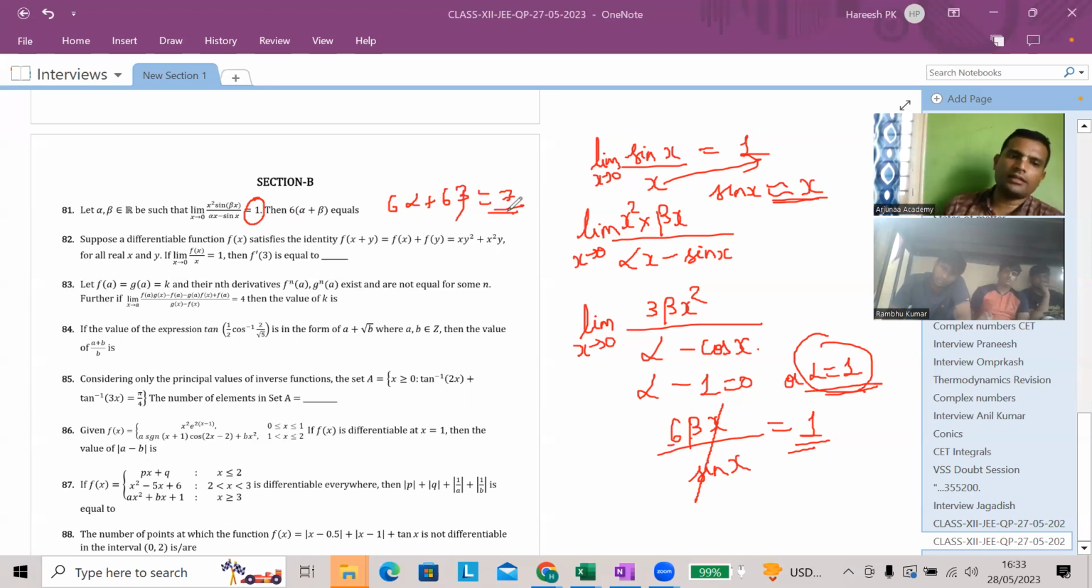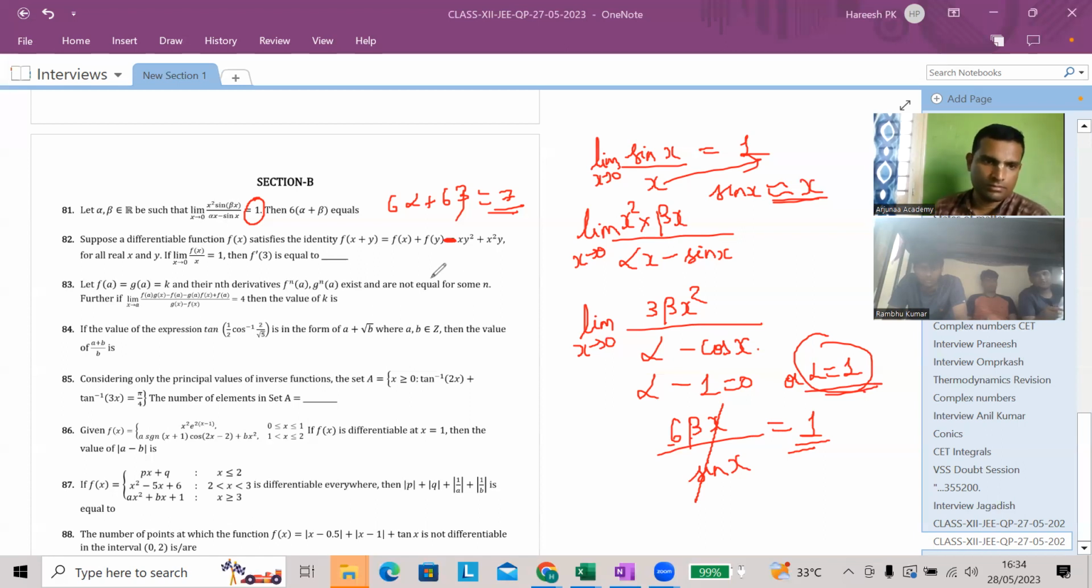82nd and 83rd question we have done in the class. I hope you remember. Sir, 82nd I did. I took f of x as a power x. I think there is a mistake here. This is not equal to, it is minus. Yes, sir. What I did is I took f of x as a power x by seeing that f of x plus f of y.